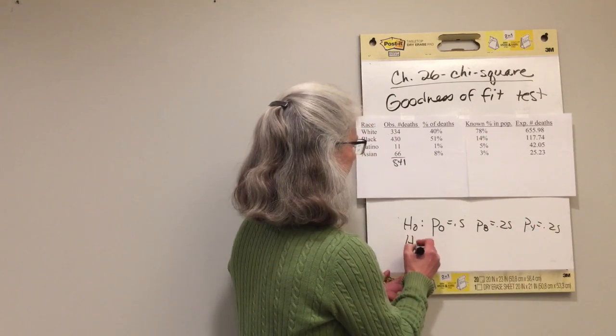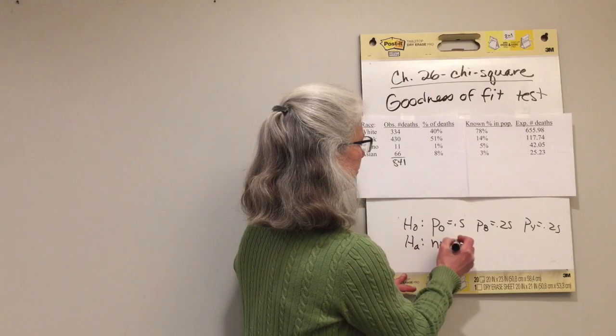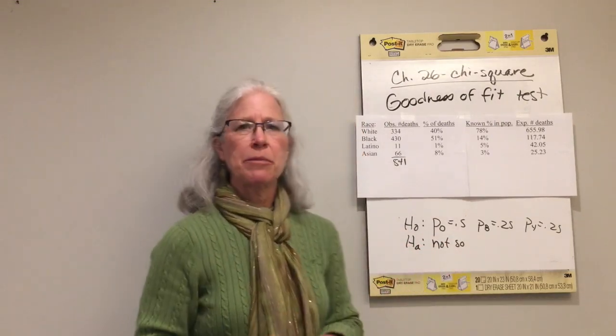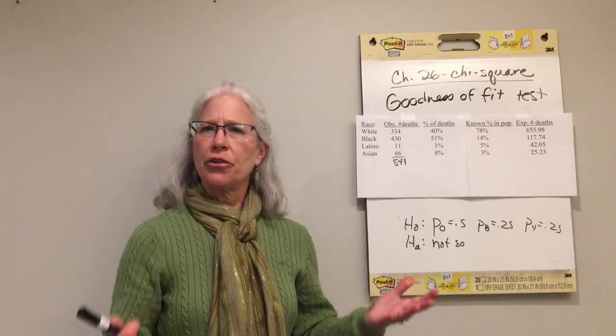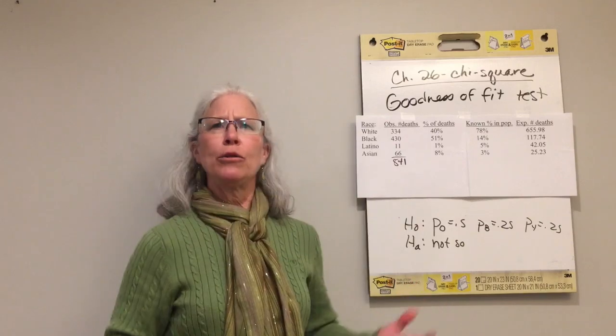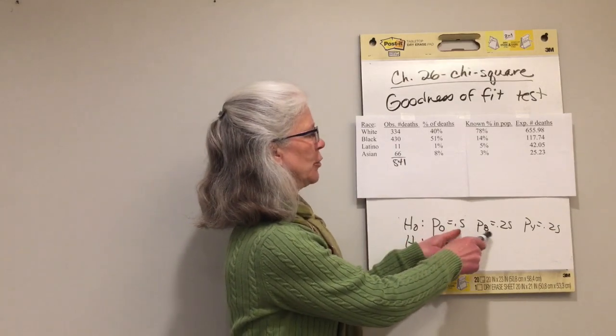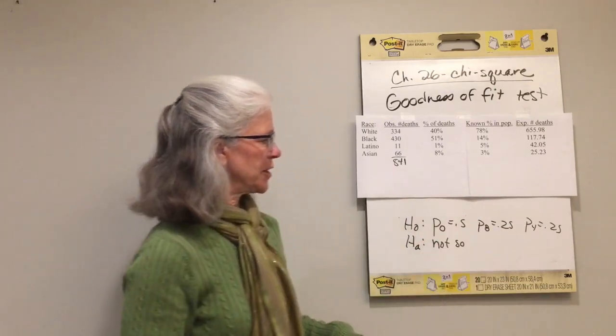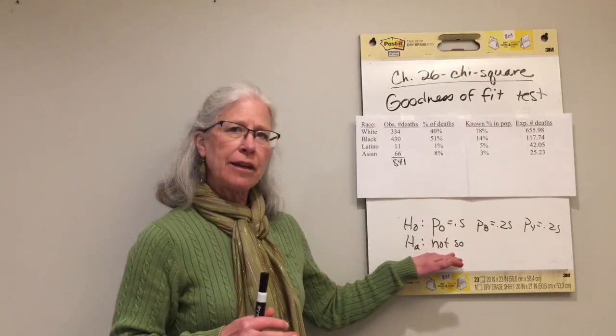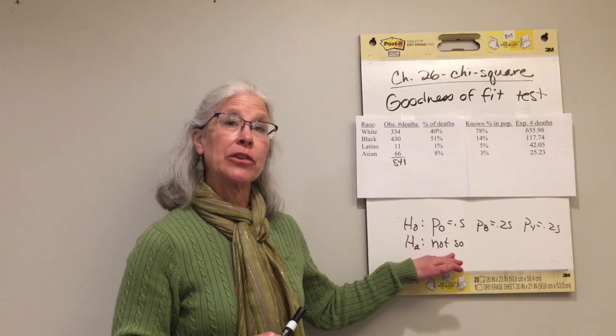The alternate is that that's not so. The percents are something different than that. So the null is there's nothing going on. If we looked at all Reese's Pieces, the population of Reese's Pieces, we would find that 50% are orange, 25% are the other two colors. The alternate we don't specify, we just say, nope, the percents are something other than that.